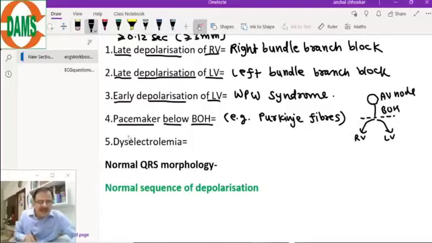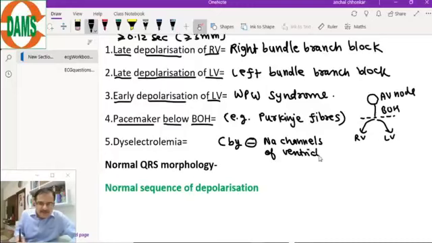Now, dyselectrolemia by inhibiting sodium channels of ventricles impairs ventricle depolarization.